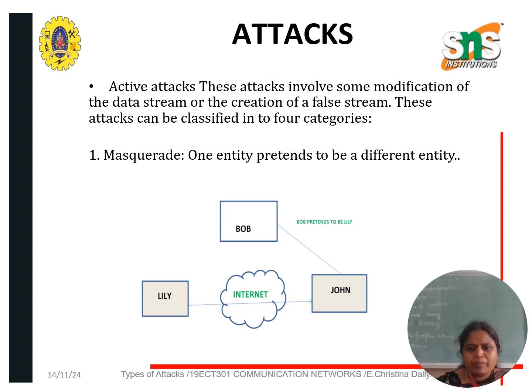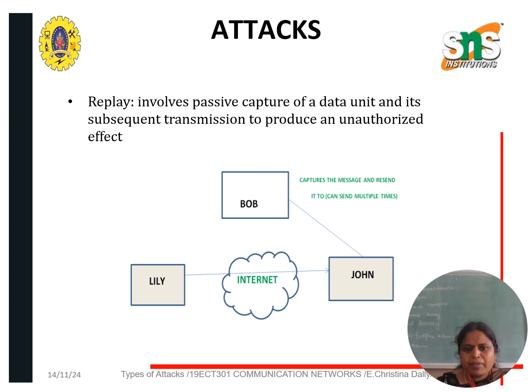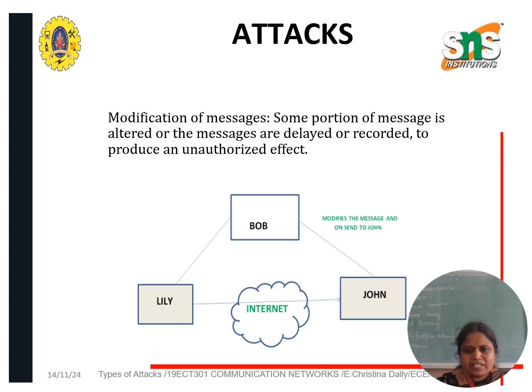The next one is active attacks. These attacks involve some modification of the data stream or the creation of a false stream. They can be classified into four categories. The first one is masquerade, where one entity pretends to be a different entity. Replay means passive capture: we capture a data unit and retransmit it later to produce an unauthorized effect.